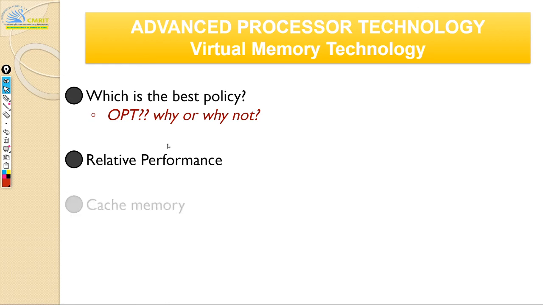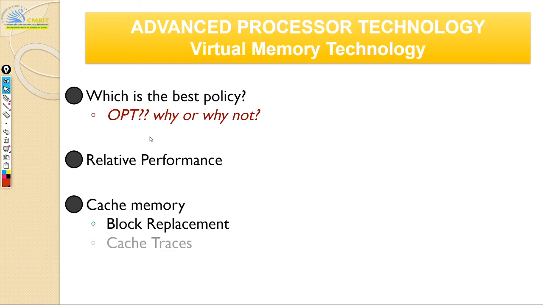Coming to cache memory, you have the same kind of replacement in cache also. It's called block replacement instead of page replacement here. All right, so we come to the end of your second module. One more point, cache traces. Instead of page traces, you have cache traces.